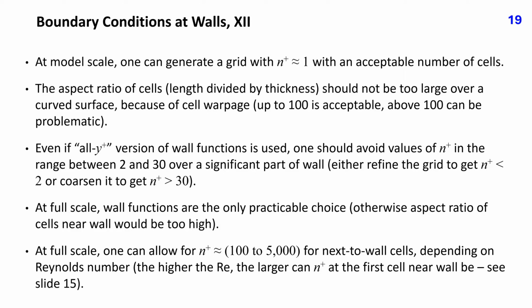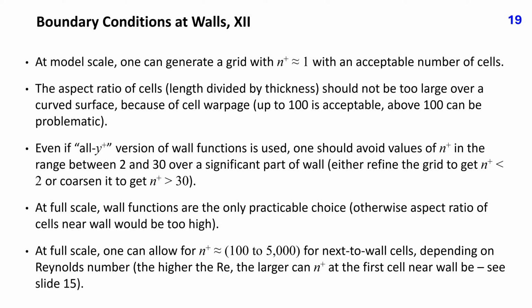At model scale, one can generate a grid with y+ approximately 1 with an acceptable number of cells. The aspect ratio of cells, length divided by thickness, should not be too large over a curved surface because of cell warpage. Up to 100 is acceptable and above 100 can be problematic. On plane walls, much higher values are acceptable.